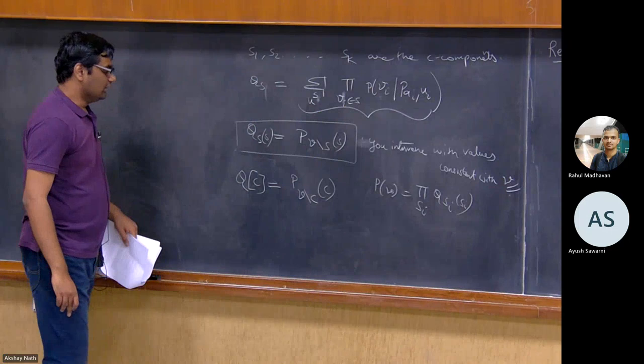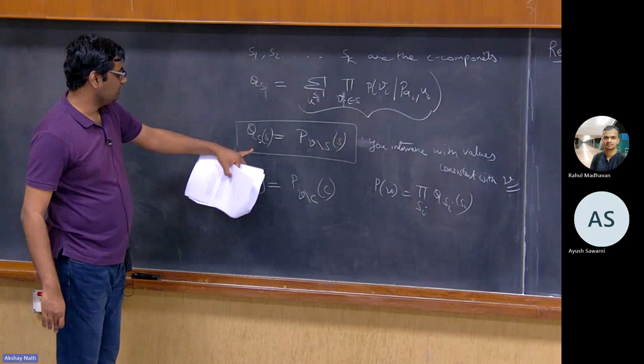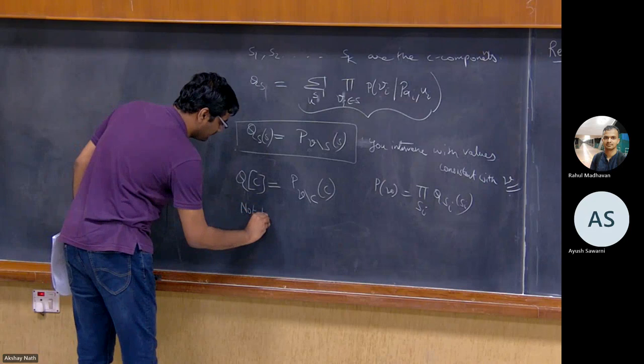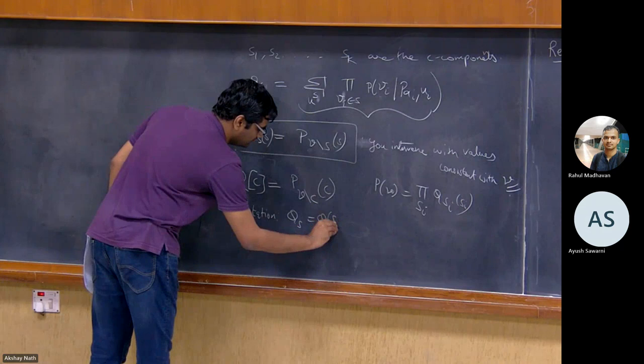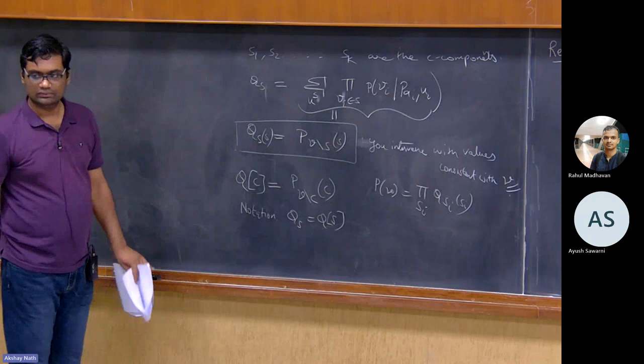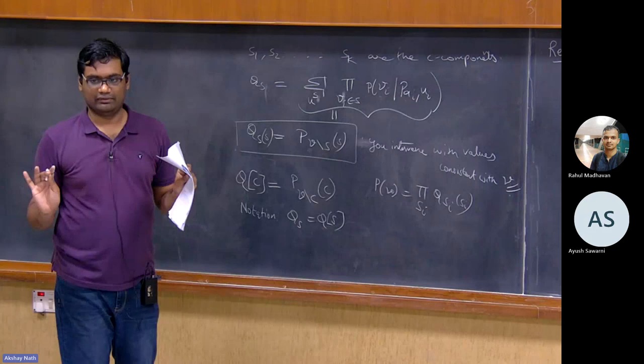By this notation, we know that QS is also equal to Q, the intervention. So all we just said is that these two are also equal, as we saw last time. These are all the things that we have said so far. Let's first come to the first result of identifiability.